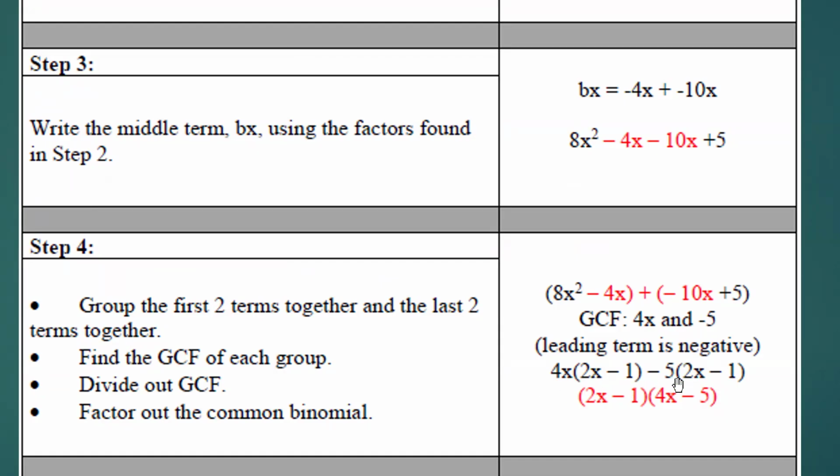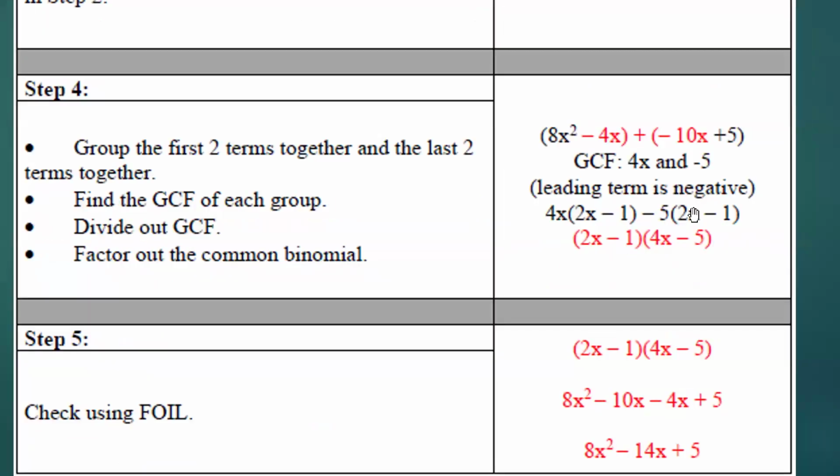You're going to factor out your GCF. Whatever is your common binomial is your first factor. So my common binomial is 2x minus 1. What is remaining after you factor out your common binomial? That's your second factor. Okay. And then step 5 is again to check yourself with FOIL and all should come back together.